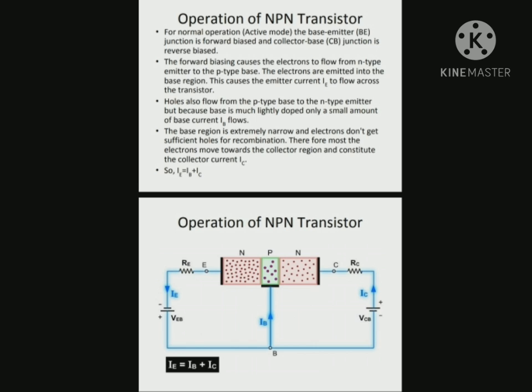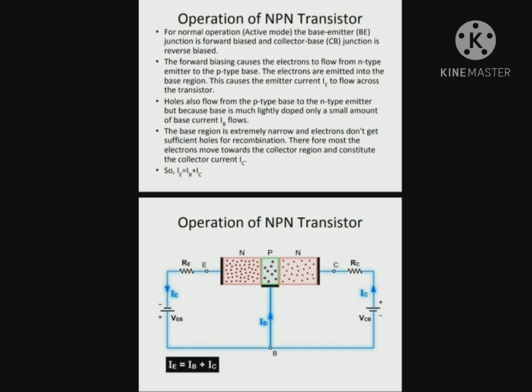Operation of NPN transistor. For normal operation, active mode, the base-emitter (BE) junction is forward biased and the collector-base (CB) junction is reverse biased. The forward biasing causes electrons to flow from the n-type emitter to the p-type base. The electrons are emitted into the base region. This causes the emitter current IE to flow across the transistor.